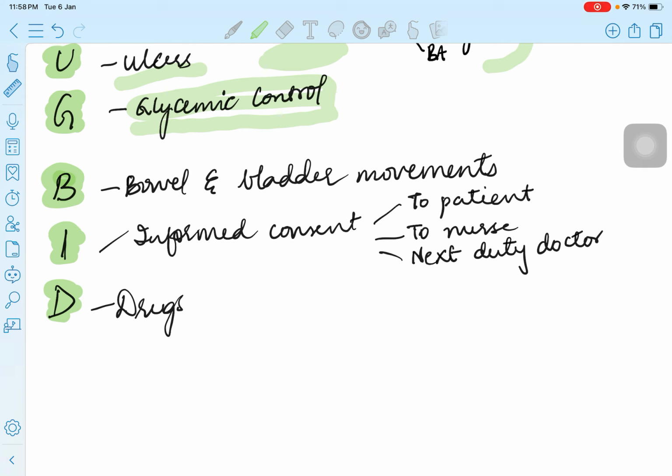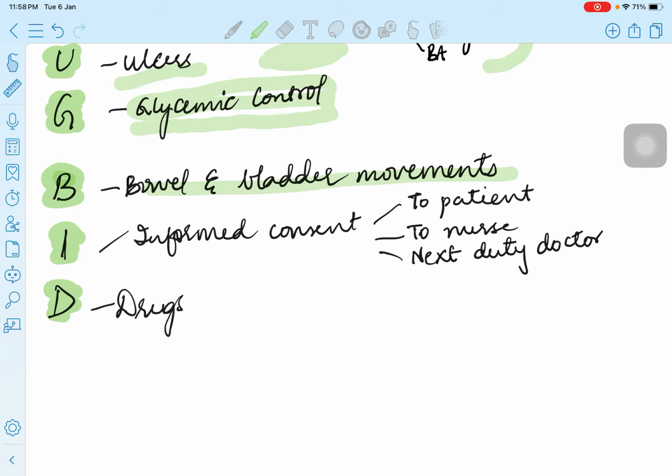And with B, bowel and bladder movements are monitored, whether the patient has passed flatus, because if the patient hasn't passed flatus or stools, then it can lead to paralytic ileus, and that is the triggering factor that the surgery was not completely healing the person. And any bladder movement, like whether the passage of urine was done, and how much quantity of urine was passed.